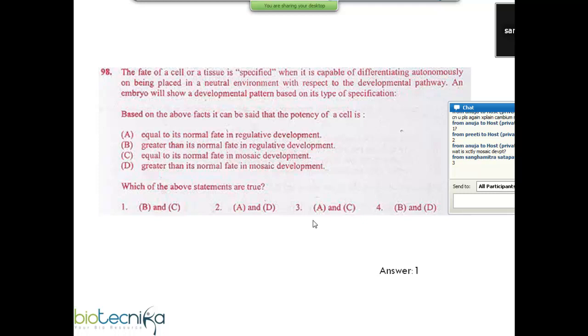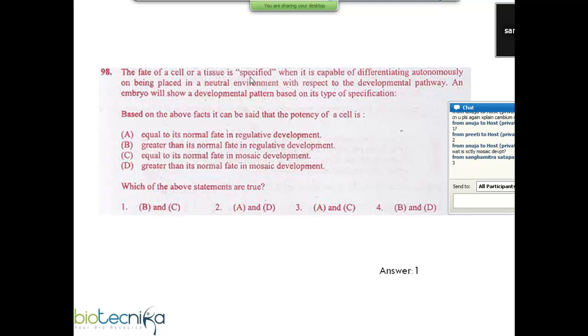So what does this sentence mean, sir? If we take the potency of a cell is greater than its normal fate in regulated development, what does it mean? See, you cannot take the exact meaning. If you see, all the 4 options are from your 3 different types of specification: autonomous, specified and syncytial. So we have no other go. This is the only way. If you keep it in the regulated development, do you think the unspecified cells will be very good in a normal way or in the regulated way? So that is the answer.